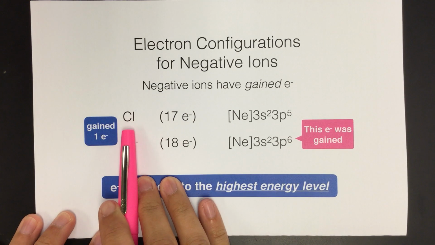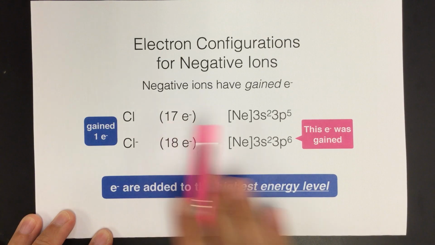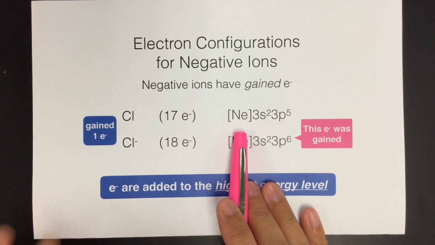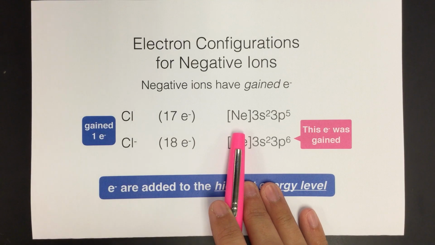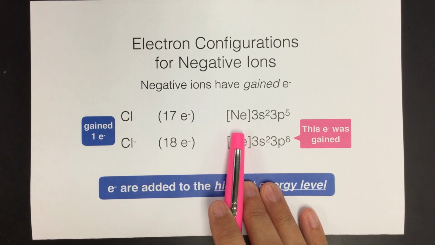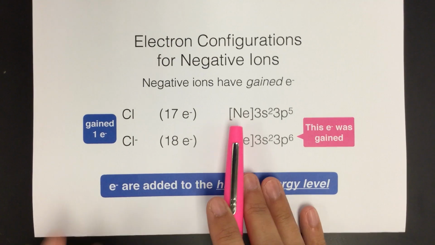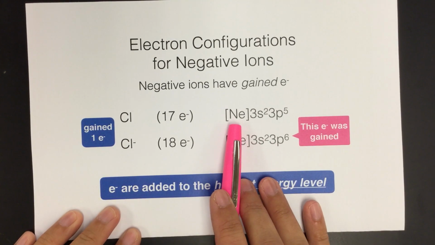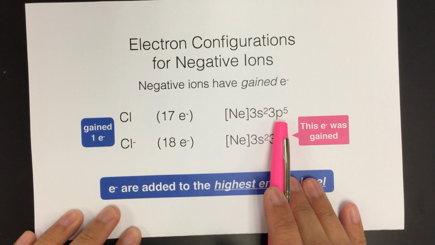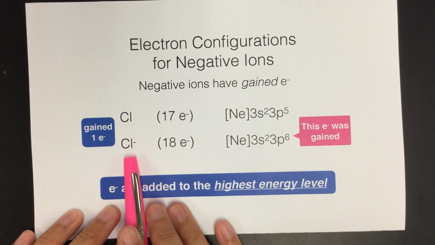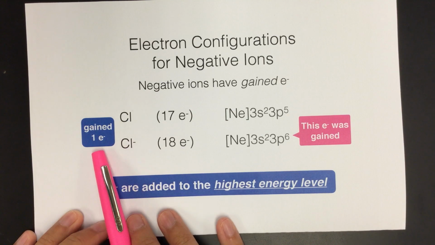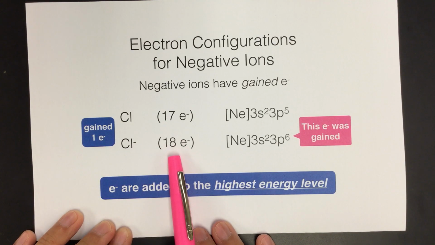So a neutral chlorine atom has 17 electrons, and it would have this configuration in noble gas notation. So make sure, if you're not up to speed with noble gas notation or electron configurations in general, watch those videos first and then come back to this one. So we have neon in brackets, 3s2, 3p5. If we form the chloride ion, which is Cl-, that -1 means it has gained an electron. So now we have 18 electrons.